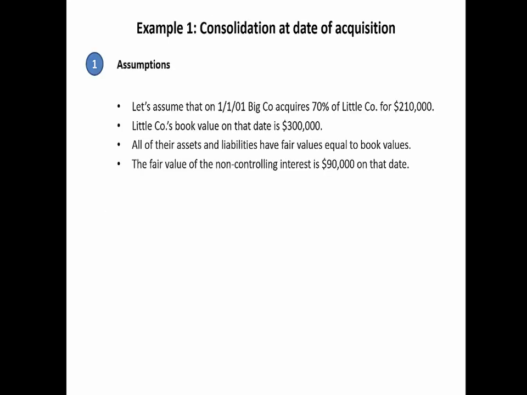Let's run through an example, and first let's do the consolidation at date of acquisition. So let's assume that on January 1st, 2001, Big Company acquires 70% of Little Company for $210,000. Little Company's book value on that date is $300,000. All of their assets and liabilities have fair values equal to book values, and the fair value of the non-controlling interest is $90,000 on that date.